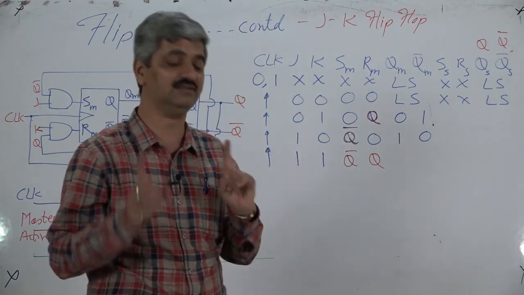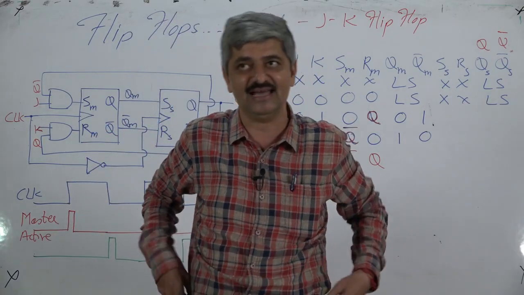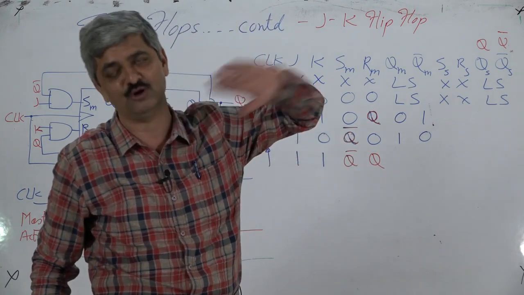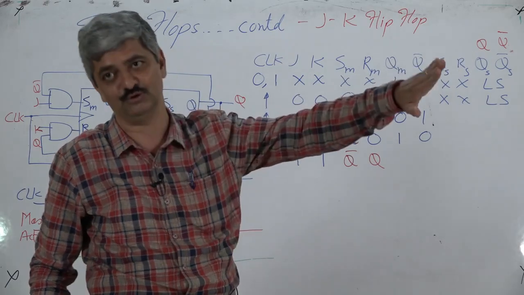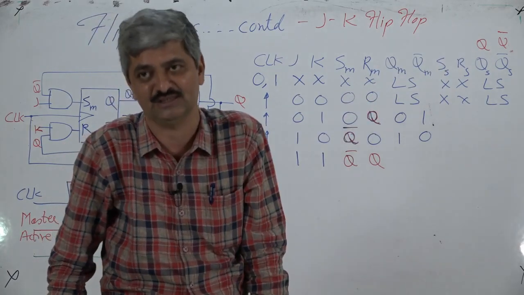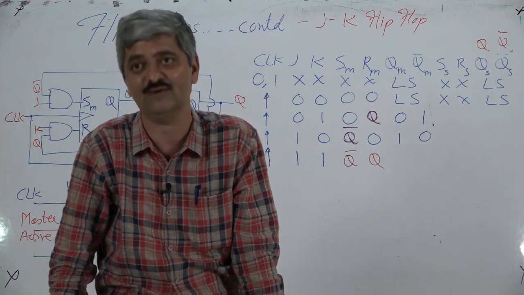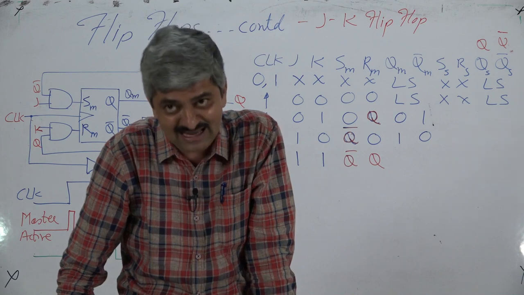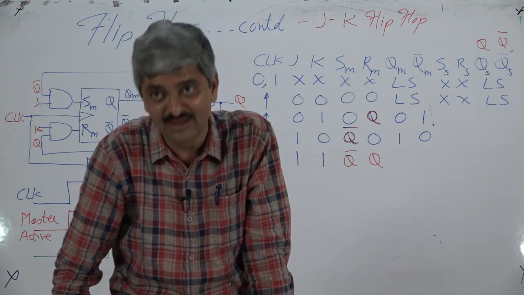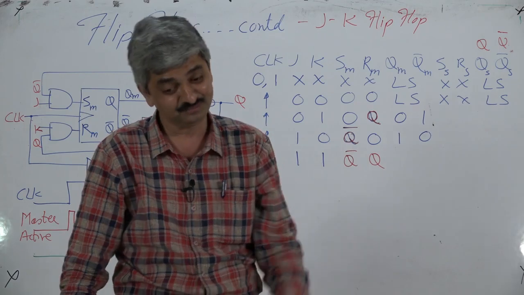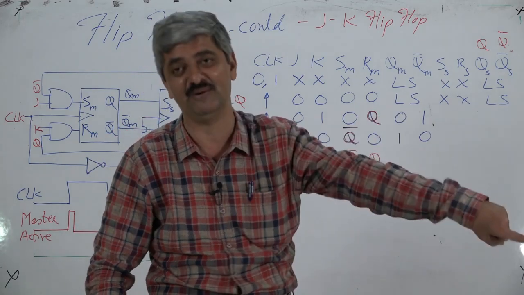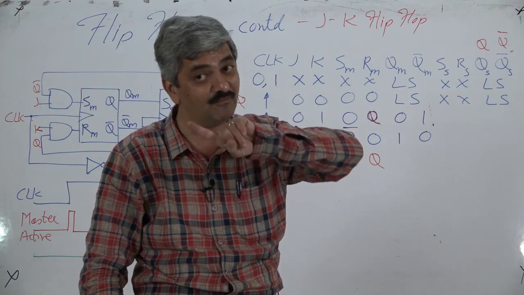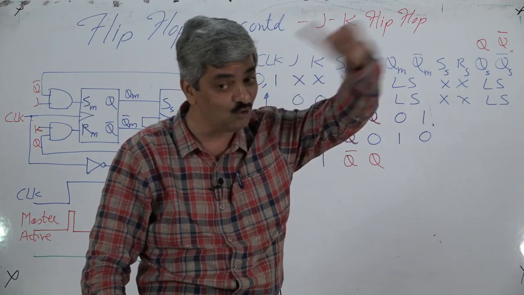So the master, when J is 0 and K is 0, the master's outputs are the old outputs of the slave, or the old overall outputs. When J is 0, K is 1, the master's outputs are 0, 1. When J is 1, K is 0, the master's outputs are 1, 0. This all happens at the rising edge. And at the rising edge, the master's outputs are the toggled version of the slave's previous output, or the overall previous output, but that doesn't mean those change again.